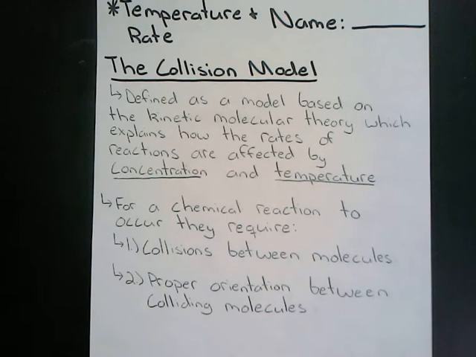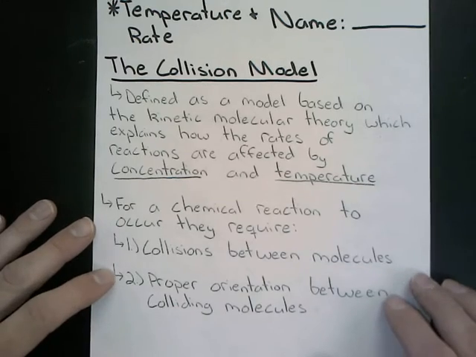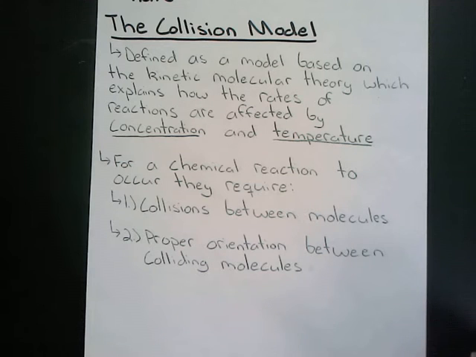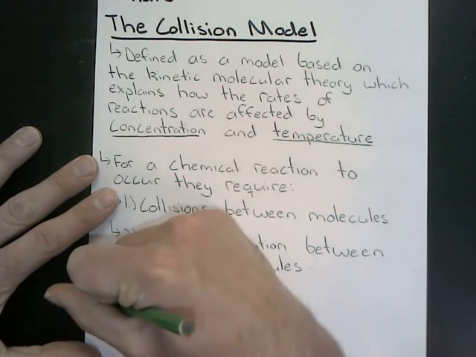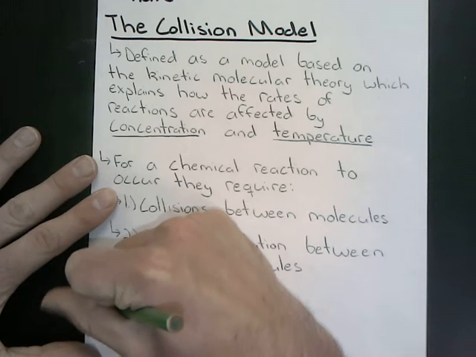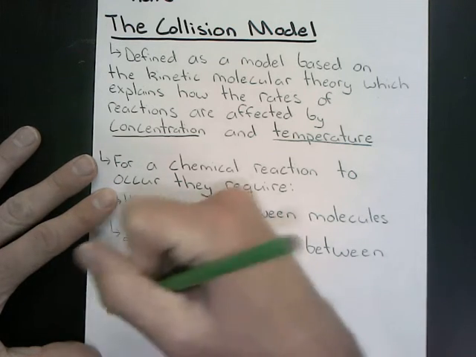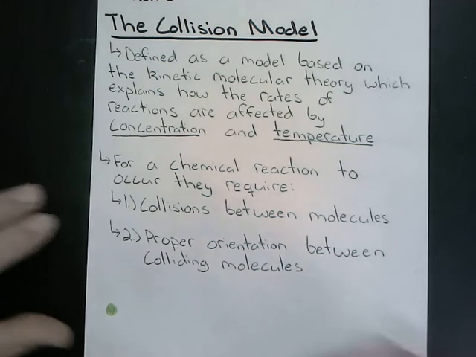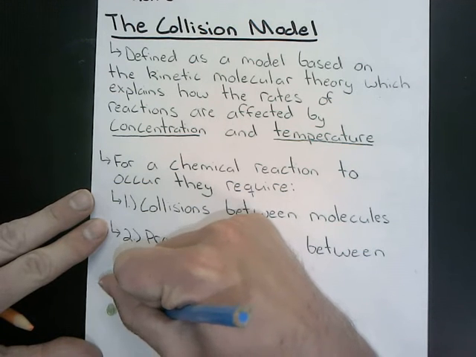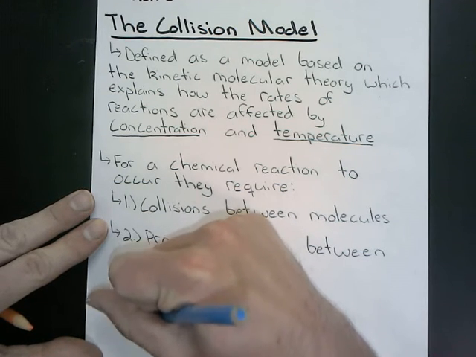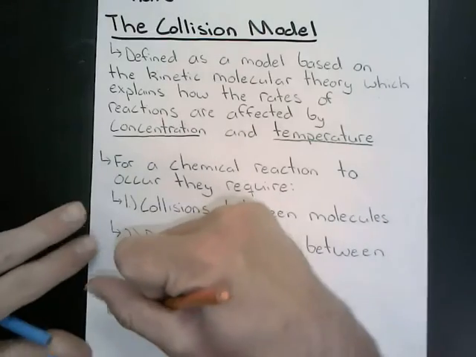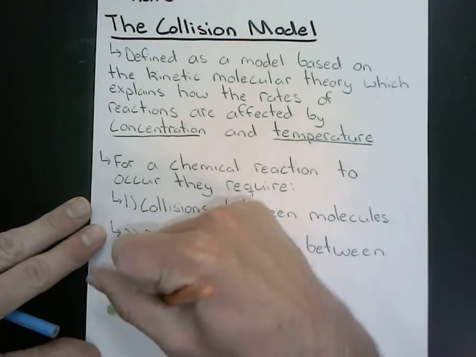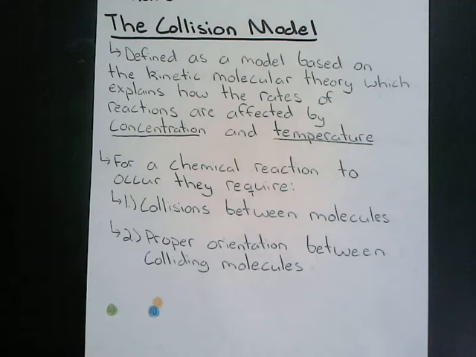So to help emphasize what we mean by these two things needing to occur for a reaction to happen, I'm going to draw a little bit of a picture here. So let's say we have this particular molecule. We'll just make it a green molecule. And it's trying to react with this orange and blue molecule. And so we'll draw the blue molecule here. And we'll draw on the other side the orange molecule. So this is before the reaction occurs.